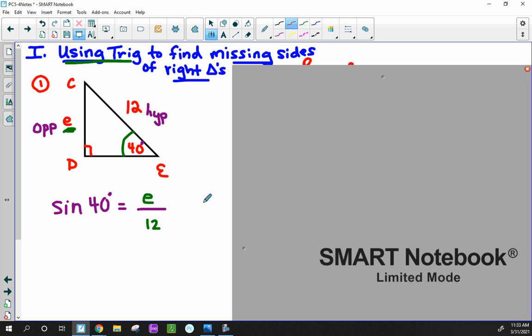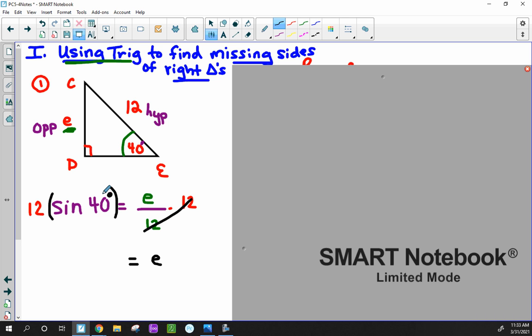From that, I will now have to solve for E. And to do that, I'm going to do the opposite of dividing by 12. So we're going to get rid of the 12 by multiplying both sides by 12. We'll put it on this side as well. And I would always get yourself in the habit of putting the trig expression in parentheses. So 12 times the sine of 40 degrees is equal to, the 12's cancel on the right, it's equal to E.